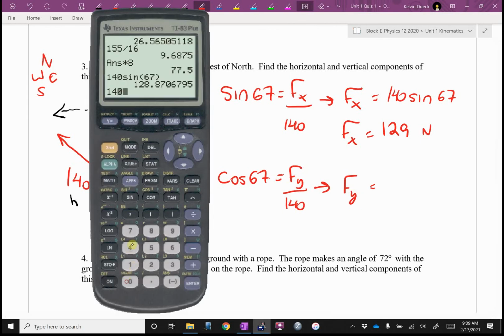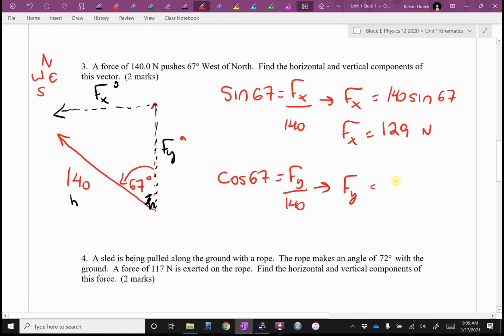140 cos 67. Do you get 54.7? People nodding? Newtons.